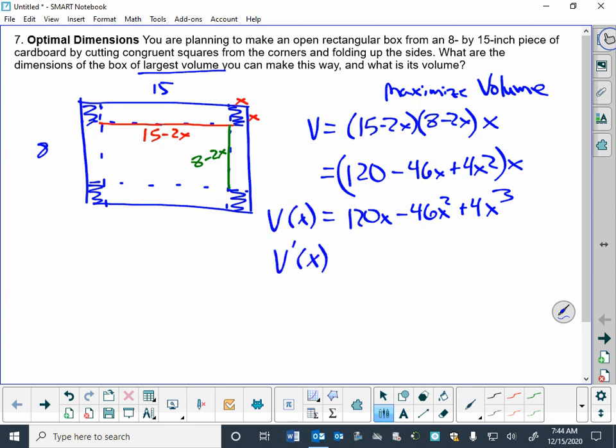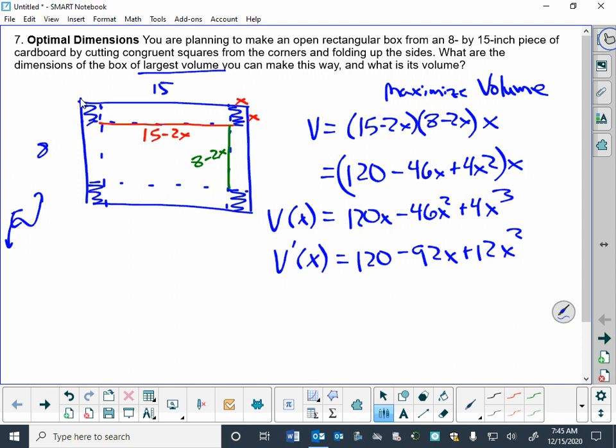To find maximums, this is a cubic function. I've got to imagine an image of what this looks like. It's a positive cubic, so I know it's doing something like this. So it's likely this kind of point that I'm looking for. But I'll find out by taking the derivative and setting it equal to 0. So the derivative is 120 minus 92x plus 12x squared, setting that equal to 0 and solving.